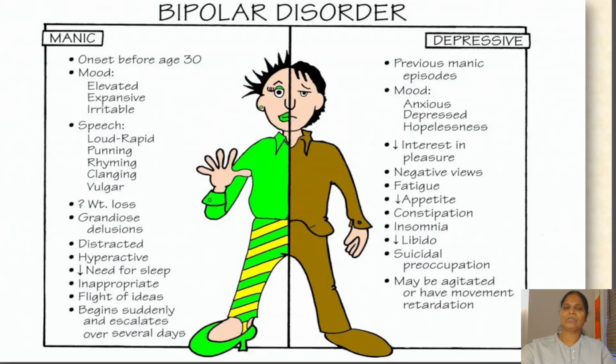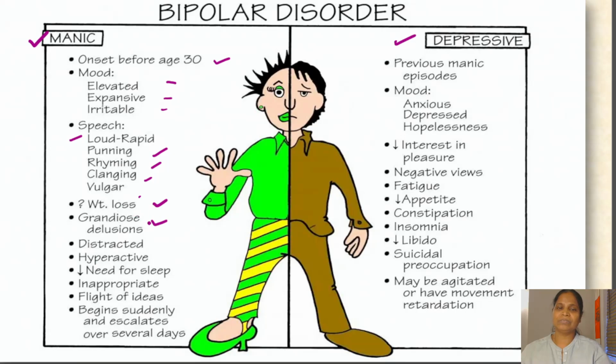Coming to the signs and symptoms of bipolar affective disorder, we have the manic state and the depressive state. If a person is in manic phase, the onset is before age 30, and mood is elevated, expansive and irritable. Speech is loud, rapid, with punning, rhyming, clanging, vulgar language, rhythmic words, singing. There is sometimes weight loss because they are overactive and don't take time to eat food. Grandiose delusions, delusions of grandiosity, self boast. Please go back to my previous videos regarding mania for a clear understanding.